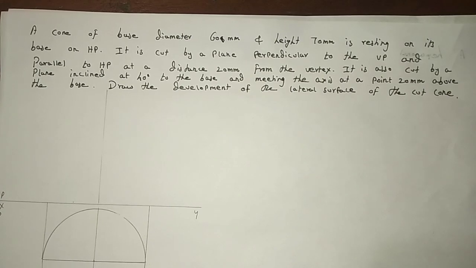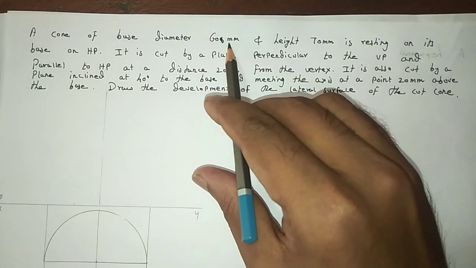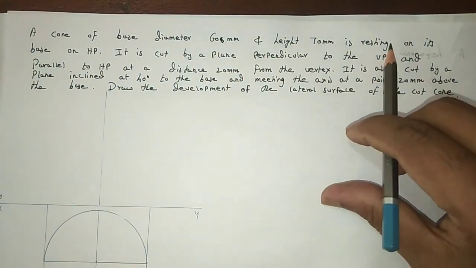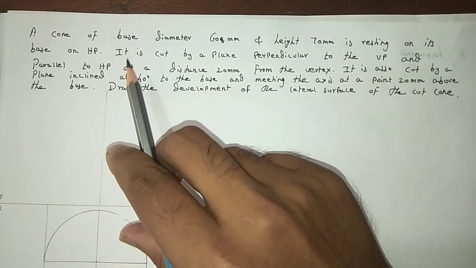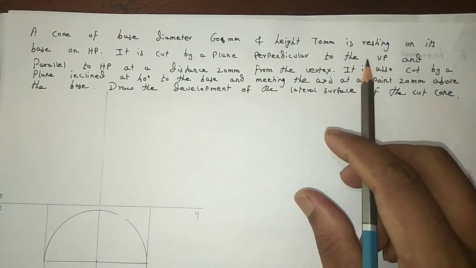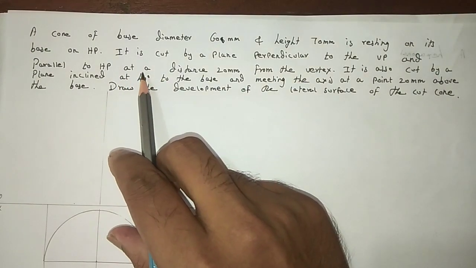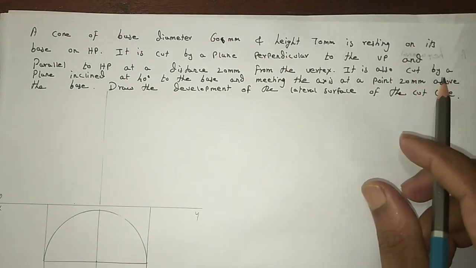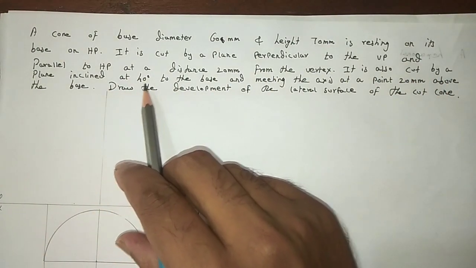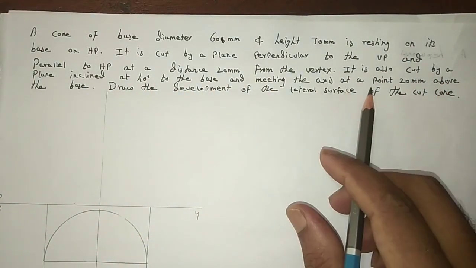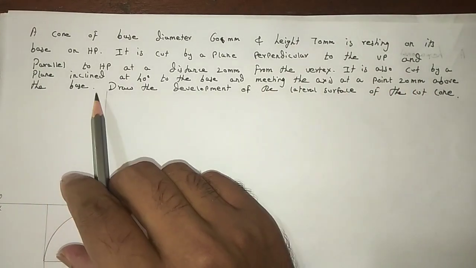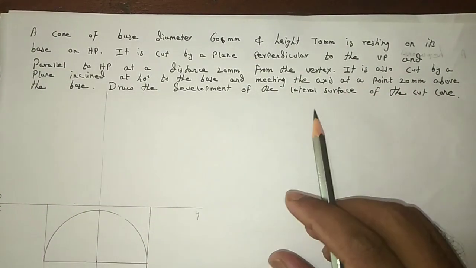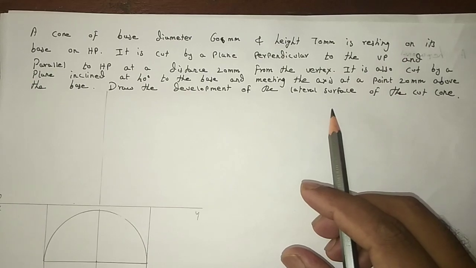In this video, I am going to explain one problem from development of surfaces. The problem is a cone of base diameter 60 mm and height 70 mm is resting on its base on HP. It is cut by a plane perpendicular to the VP and parallel to HP at a distance 20 mm from the vertex. It is also cut by a plane inclined at 40 degree to the base and meeting the axis at a point 20 mm above the base. Draw the development of the lateral surface of the cut cone.